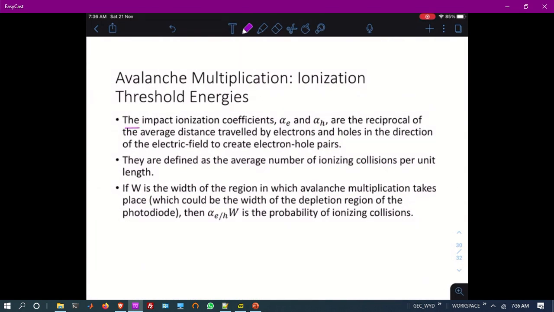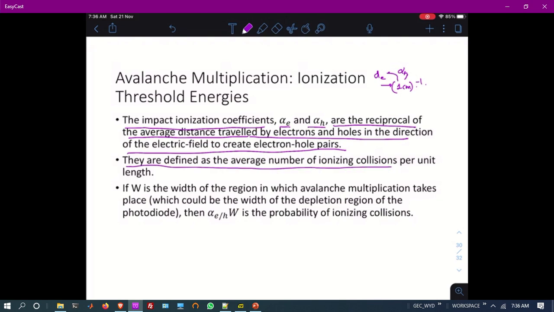Now the impact ionization coefficients alpha e and alpha h are the reciprocal of the average distance traveled by electrons and holes in the direction of the electric field to create electron hole pairs. So if alpha e and alpha h travel, let's say, 1 centimeter in the direction of the electric field, then the reciprocal of this is the value of alpha e and alpha h. They are defined as the average number of ionizing collisions per unit length. This we have already seen.